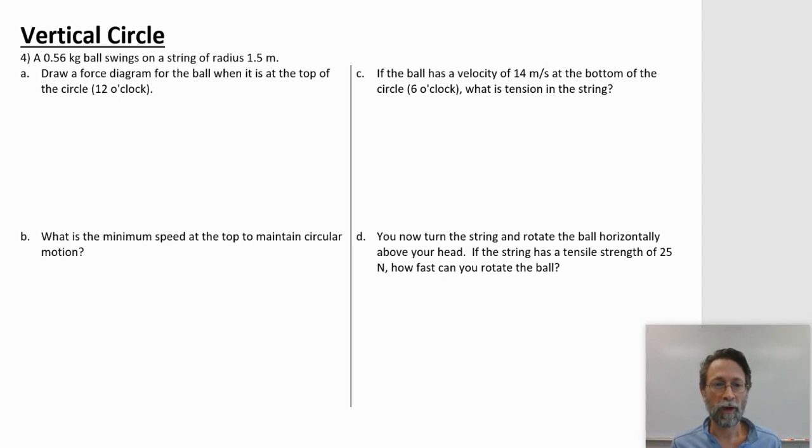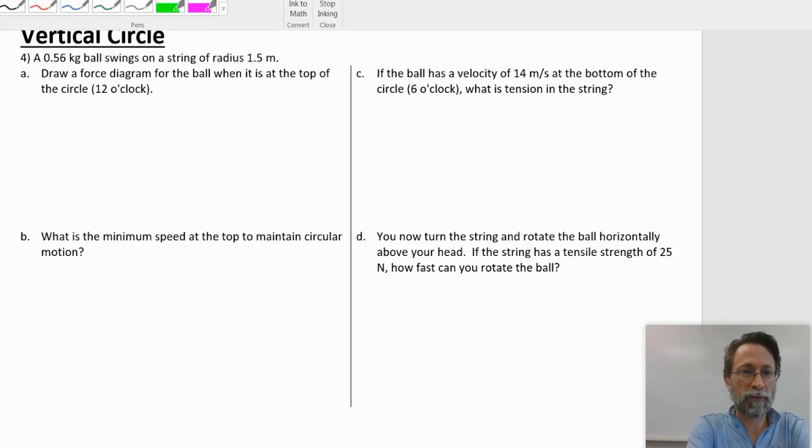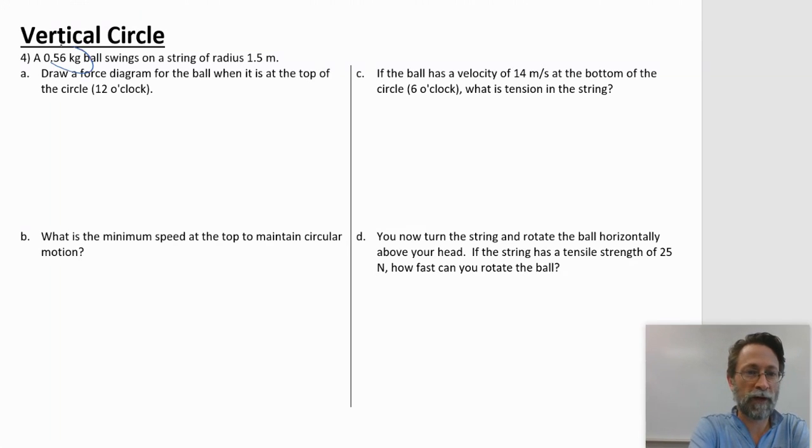So the fourth sample problem that we're going to do is a vertical circle. So this would be an object that is going up and down. So maybe you have a rope with something on the top of it and you're just standing here swinging it up and down. In this case, I have a ball that's on the end of a string. I have a certain mass, 0.56 kilograms, and the string has a radius of 1.5 meters. Now, what we have to be careful on a vertical problem is where are they talking about on the problem?